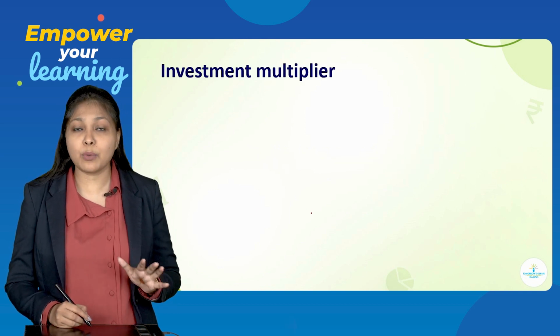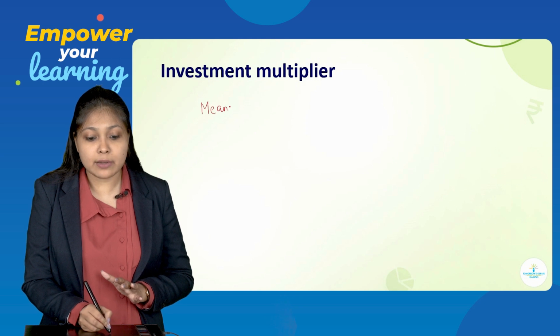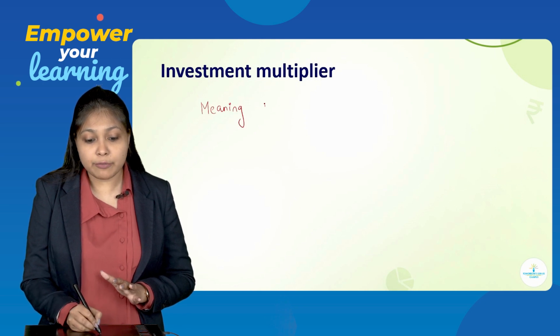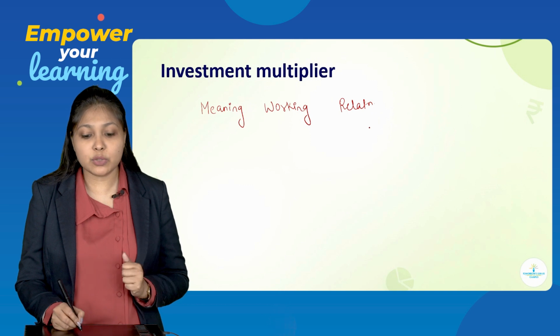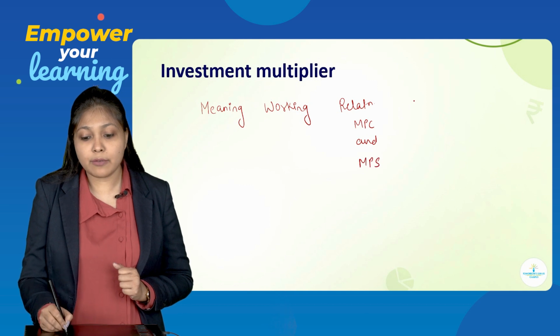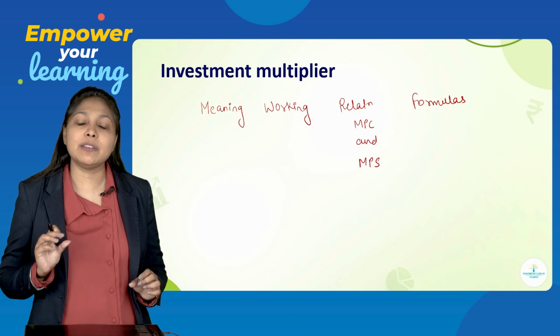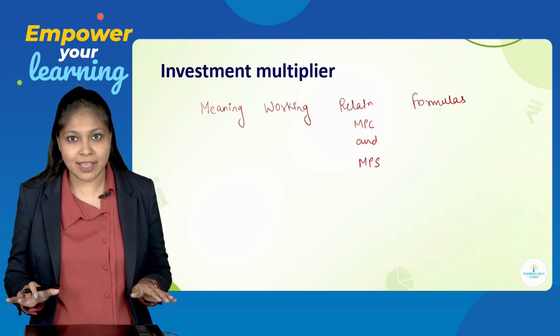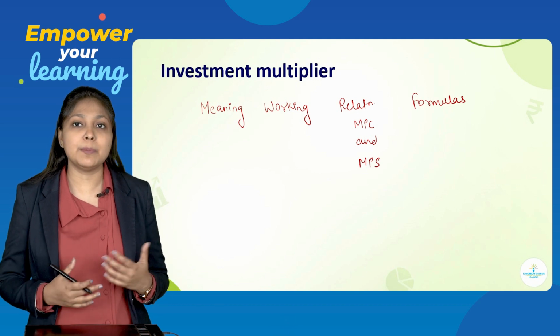Four major things you have to remember here: the meaning of multiplier, the working of multiplier, the relationship of multiplier with MPC and MPS, and one more thing, the formulas. If you remember this much, then your entire concept of investment multiplier is done. So you just have to understand the concept of what the investment multiplier is.